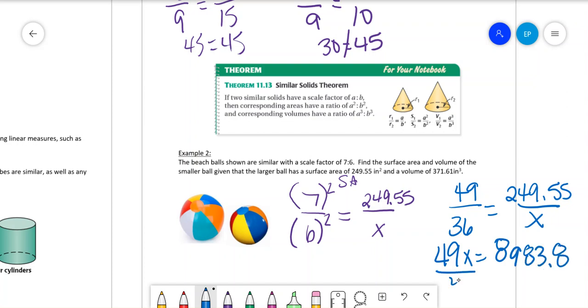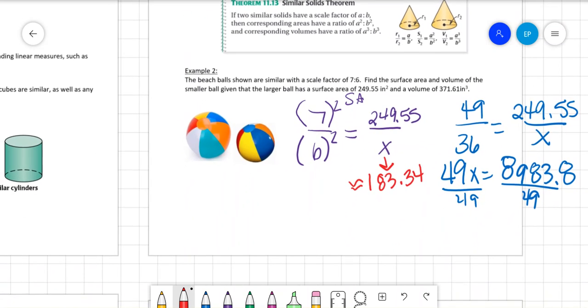That gives you 8983.8 divided by 49. I'm going to write the answer in red. After I divide by 49, I get approximately 183.34 for the surface area. Now I'm going to do the same thing for the volume. I'm just going to move this up a little bit.